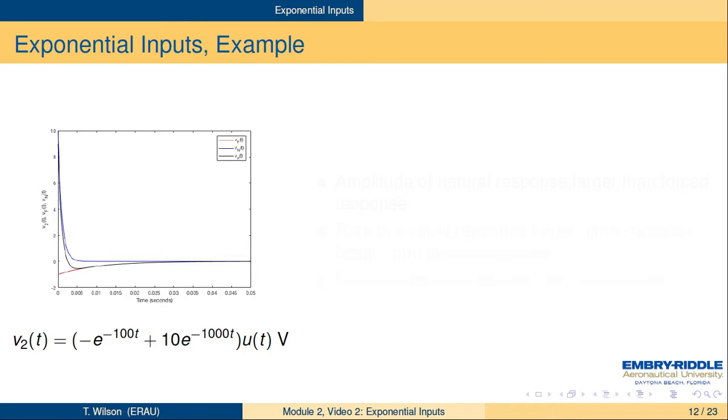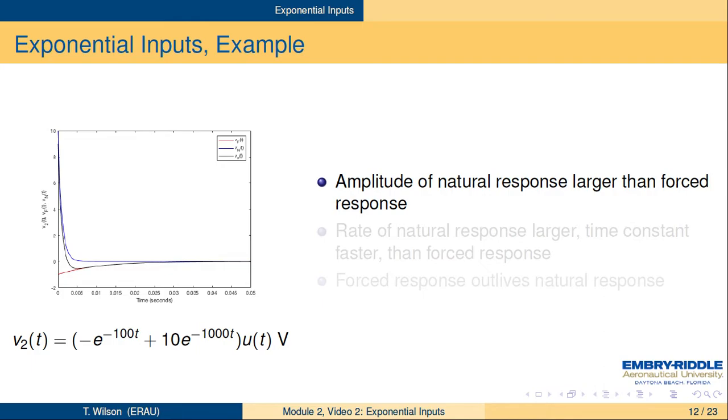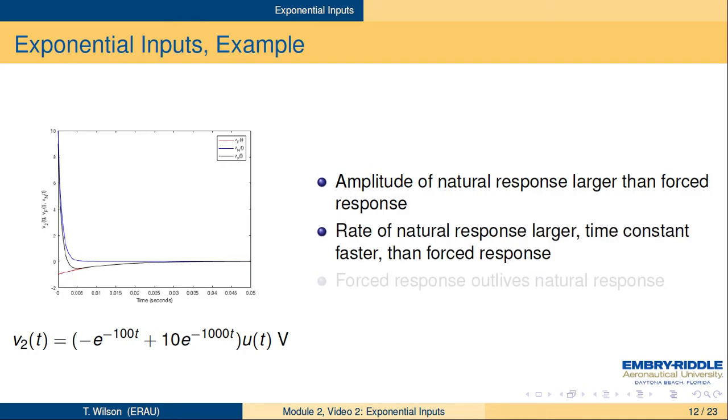When we look at how this all puts together graphically, the blue line here is the natural response, 10 e to the minus 1,000 t. The red line is the forced response, minus 1 e to the minus 100 t. So even though the natural response has a bigger amplitude in the output, 10 volts compared to minus 1 volt, the rate of the natural response is faster, the time constant is shorter than the forced response's. So in the long run, the output looks like the forced response.